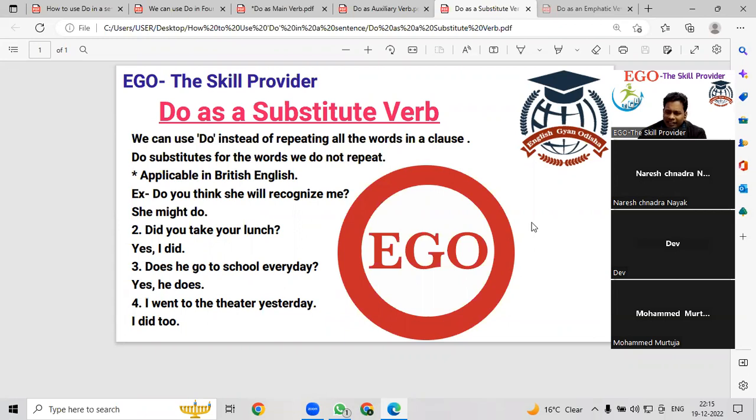You are not learning one English. Physics has different chapters but the physics concept is one, but English is two: one is called American English, other is called British English. This do as a substitute verb is found prominently in British English. Americans do not use it. That point should be noted.